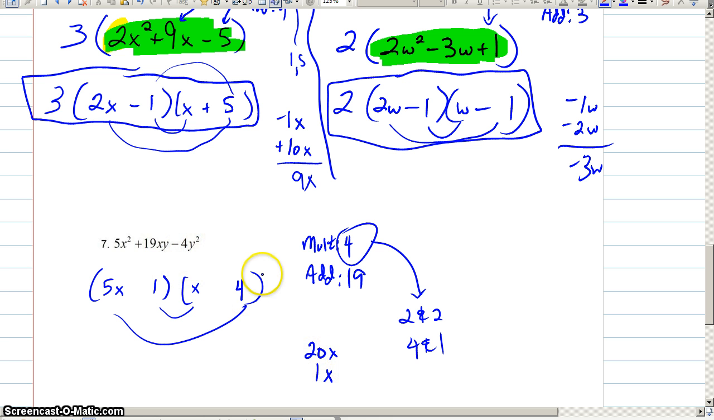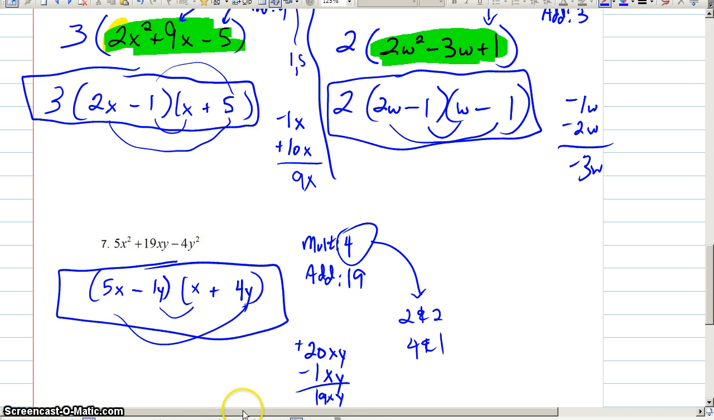But you might notice we're in trouble. We actually want to multiply to a negative 4y squared, and we want to add to a 19xy. We're going to need to put y's for these last terms. And then we'll have a 20xy and a 1xy. These can add up to a 19 if the 20 is positive and if the 1 is a negative. And then, sure enough, you add to a 19xy. Double check your multiplication. Negative 1y times 4y is a negative 4y squared. And then we're good to go.